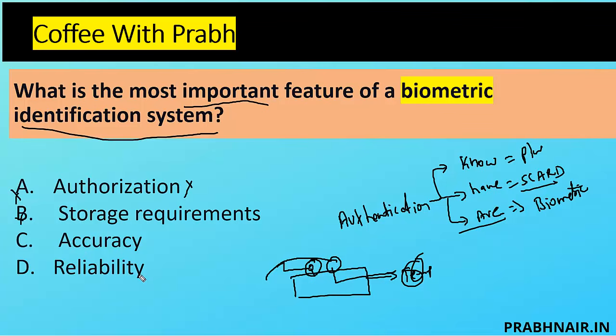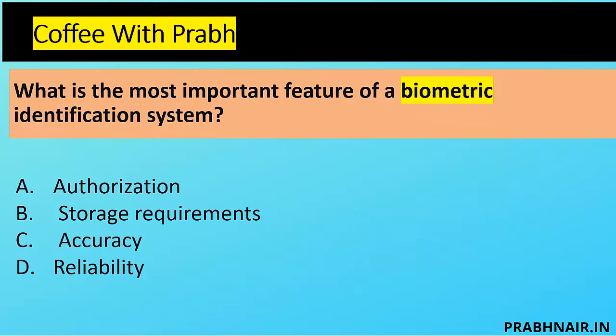Third is accuracy. Exactly, because biometric ensures you are the same person who claims to be. So accuracy is important, and without accuracy, reliability cannot be achieved. So the only close option here is C for Charlie. So we need to make sure biometric should work accurately. Now in biometric, I just want to go a bit off the topic.